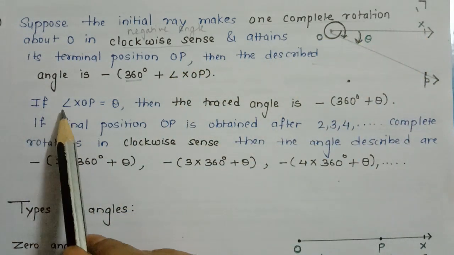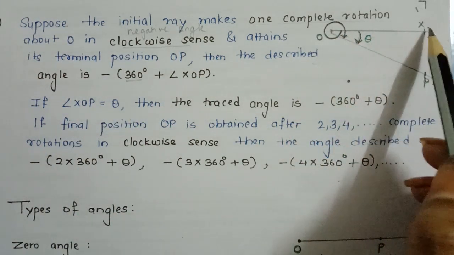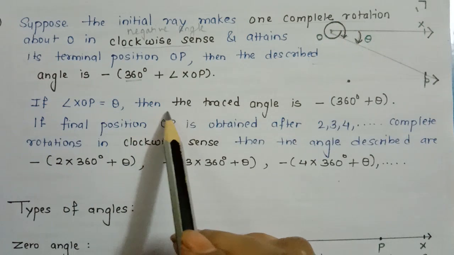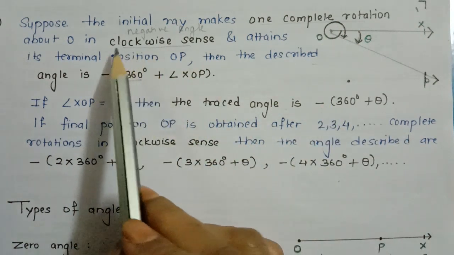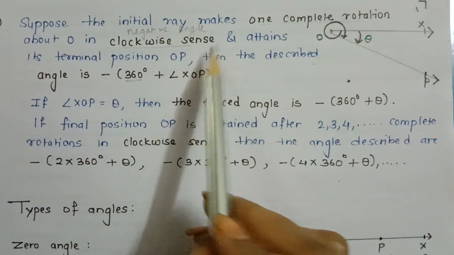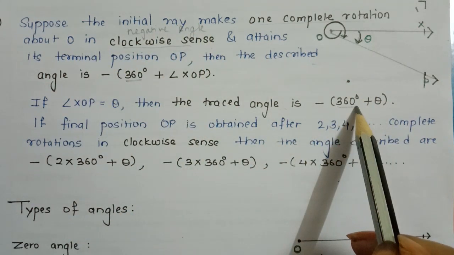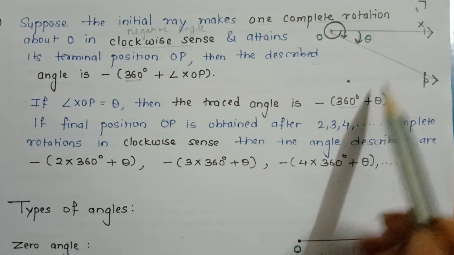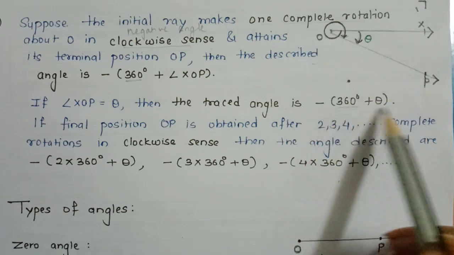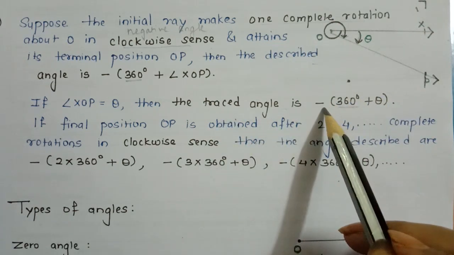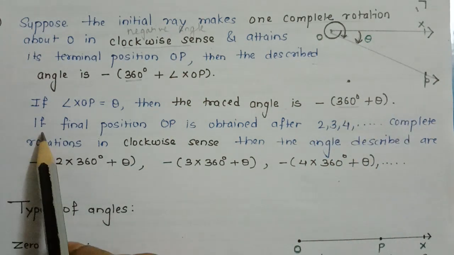Now if angle XOP is of measure theta, then the traced angle will be what? Minus. The reason behind that is it is moving in a clockwise sense. Then it is making 1 revolution, that is 360 degrees, plus that theta, the measure of this angle, that is angle XOP. So your traced angle is minus, in a bracket 360 degrees plus theta.